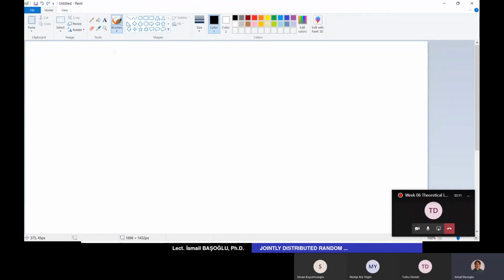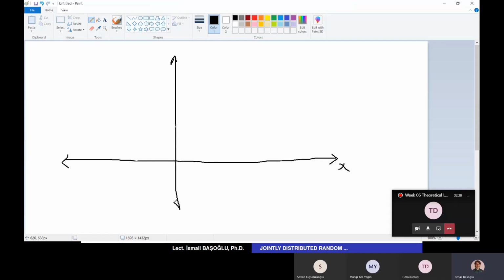So I have two random variables, okay? The first random variable can take any value over the real line, and the second random variable can take any value over the vertical line. So that line belongs to random variable Y, and that line belongs to random variable X.